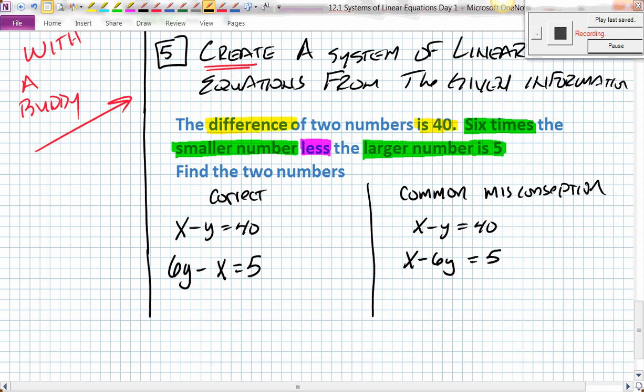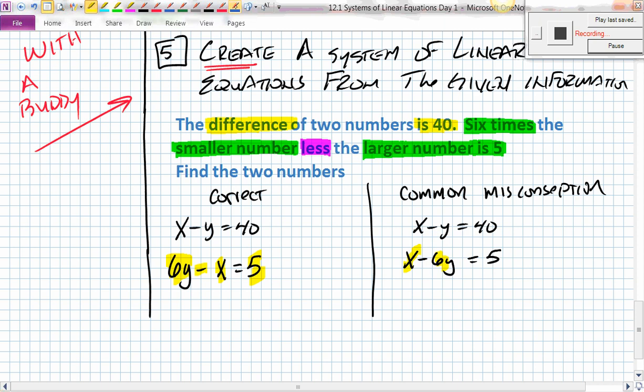Okay, yeah. So notice these say something different, they're pointing to different things, right? In the common misconception, the 6y is negative, but in actuality, it's positive, because we're going to take 6 times the smaller number less the larger number. So that's what that says. This says 6 times the smaller number less the larger number is 5. That's not what this says. This says the larger number less 6y, the smaller number, is 5. You see the difference in the two? It's all playing with the words, right?